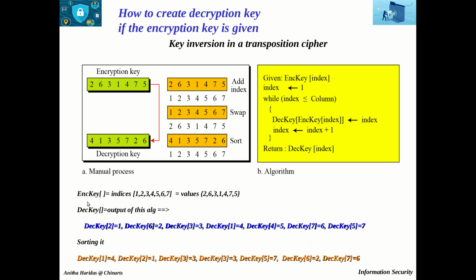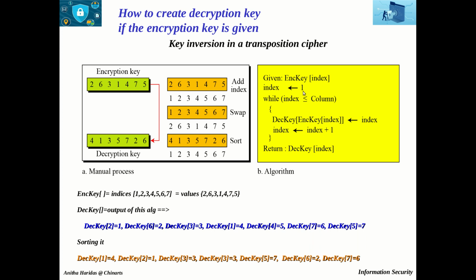Now the encryption key, these are the indices that we will be using for an array. These are the indices that we are going to use, and the indices are not starting from 0. You can observe here it starts from 1. So in the first position we have the encryption key as 2, and the second position 6, and the third position 3, and so on. Now using this particular algorithm, how the decryption key is generated, that is what is shown here.